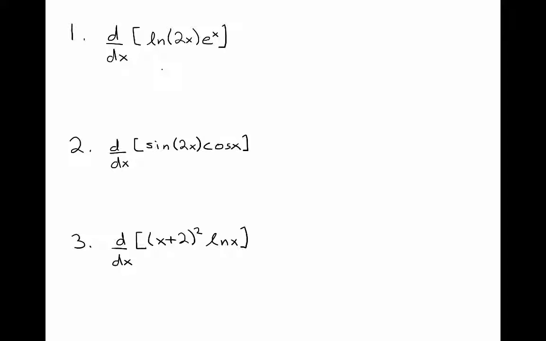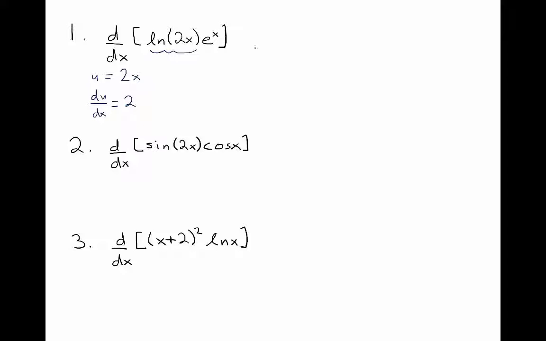Alright, so how are we going to do this one? Well, as I said, we have to combine the product rule and the chain rule. So the first thing we're going to do is take the derivative of log of 2x, and we're going to leave e to the x alone. In the log of 2x part, our u is 2x, so du/dx is 2.